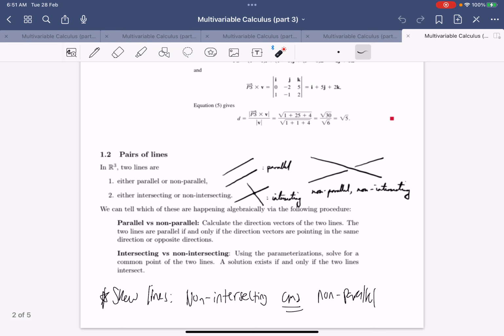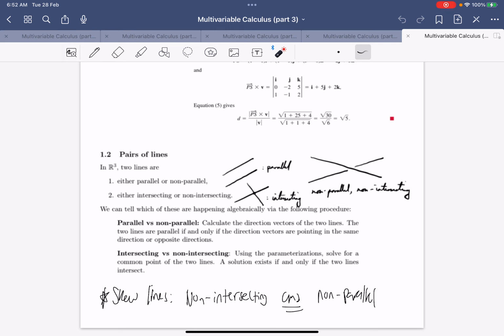Another form of interaction is when you have two lines, and whether they are, so in 3D space, two lines can be either parallel or non-parallel, either intersecting or non-intersecting. But in 2D space, if you have two lines, they are either parallel and intersecting or not intersecting. So parallel and intersecting means the lines are just equal, or else if they are parallel, then they won't intersect. But if they are not parallel, then they definitely intersect.